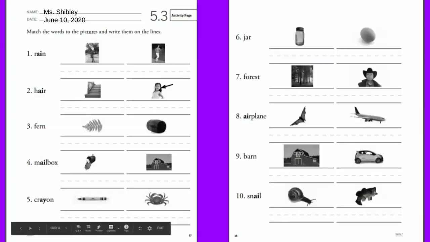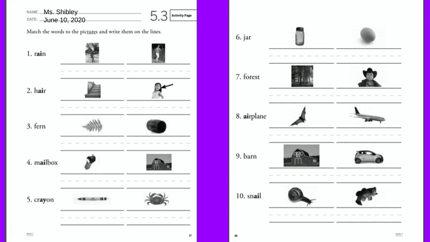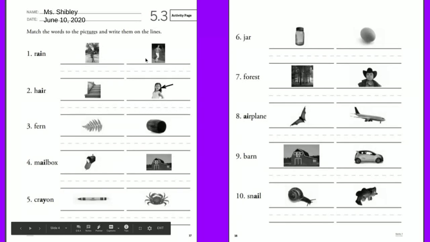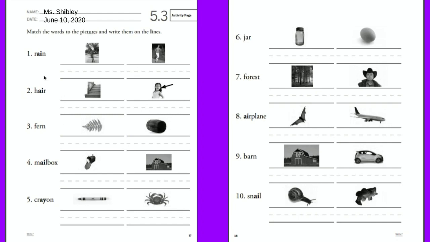Okay, we are going to do some more practice, and you're going to turn your page to 5.3. You're going to write your name and the date at the top again. It is June 10th, 2020. And again, I'm not going to do this one with you, but I will read the words. You're going to match the words to the pictures and write them on the lines. So you're going to look at the pictures and figure out which one matches the word over on the side the best. Ready? Number 1, rain.